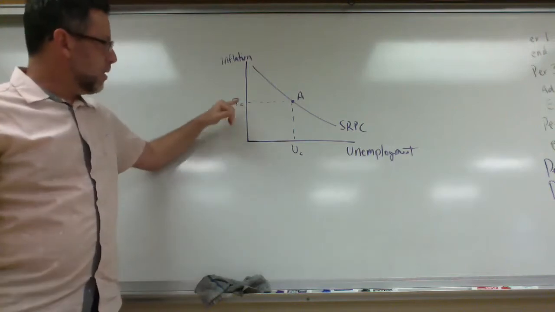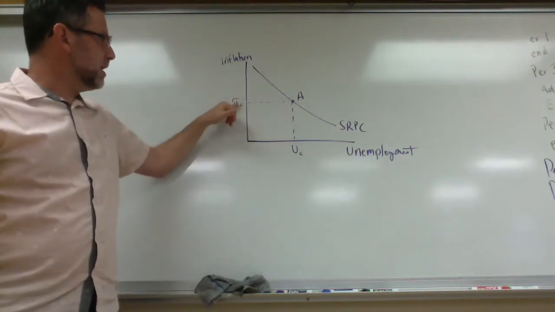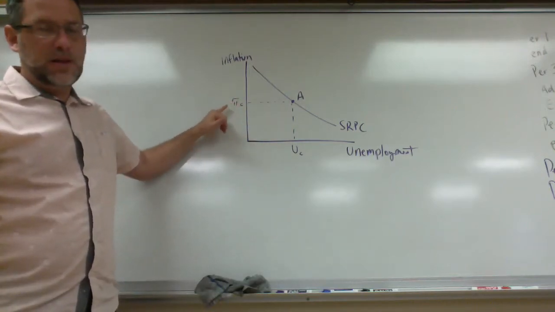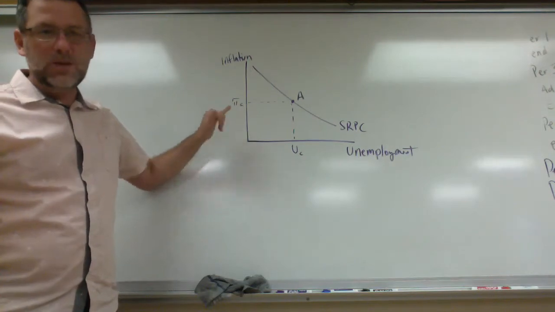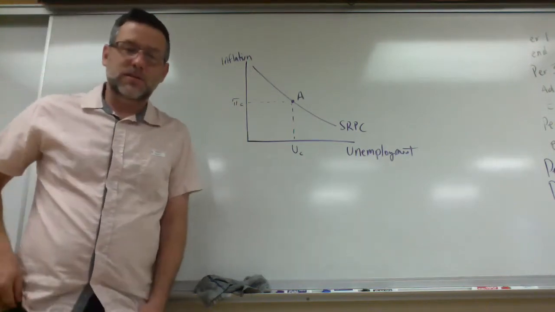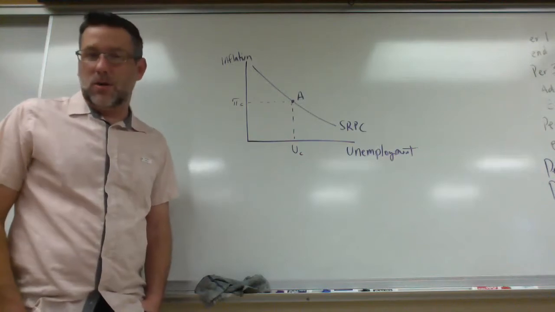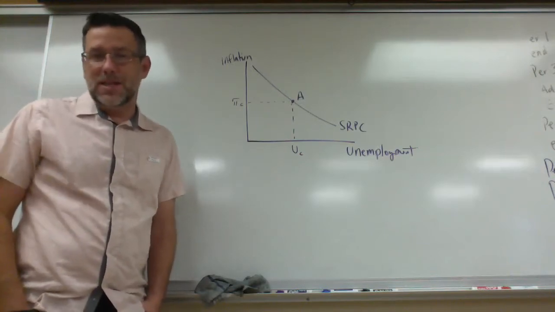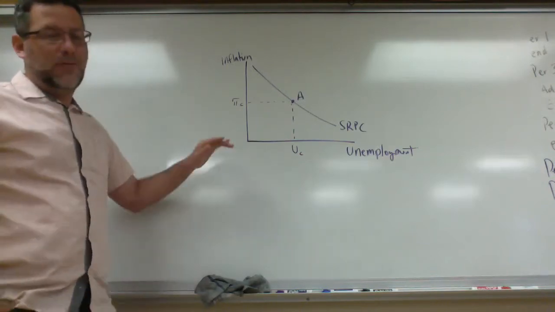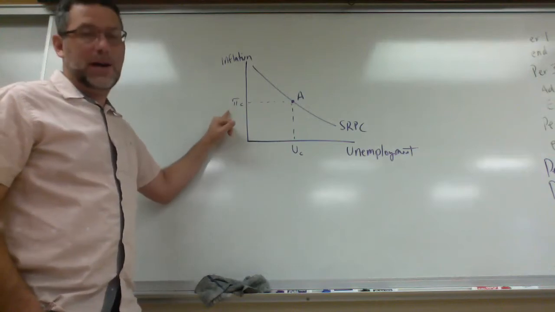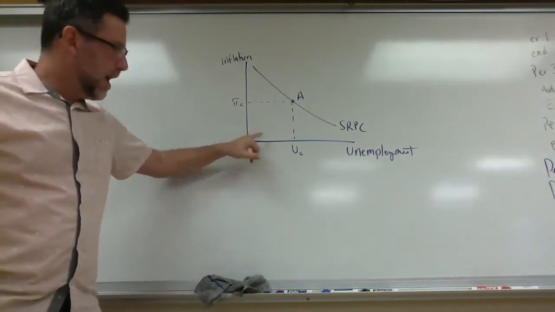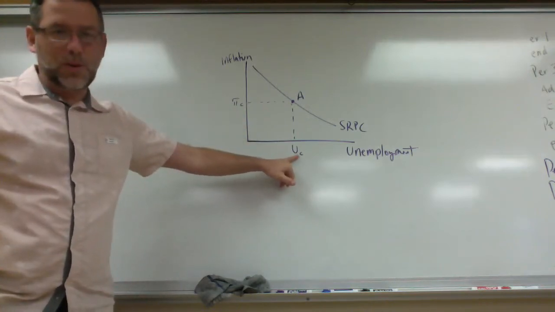Where that point is on our axes, for the inflation side, we use pi as the abbreviation for inflation. The reason why is because the letter I is already used for interest rates, so we can't use the letter I for inflation, so we use pi to stand in there. And then we have the letter U for unemployment.